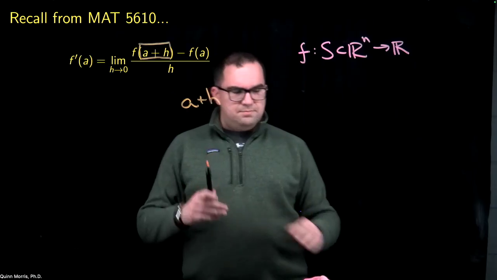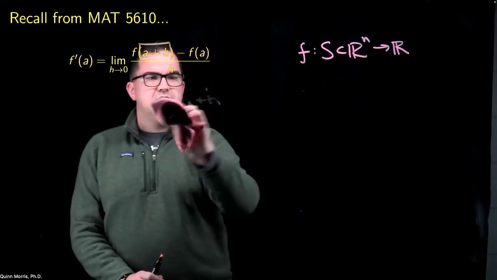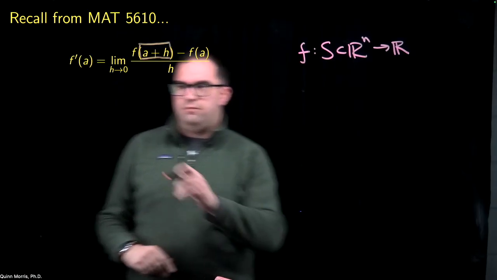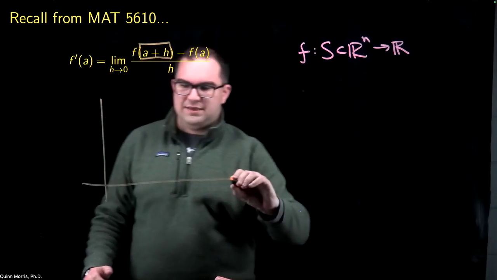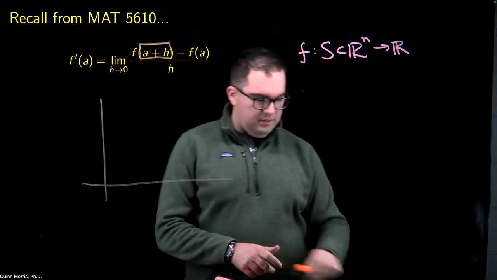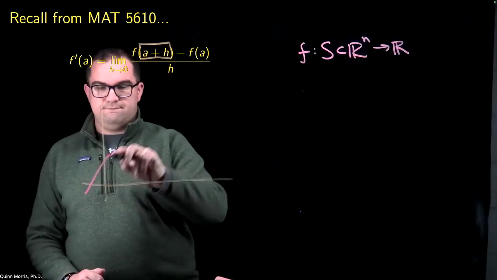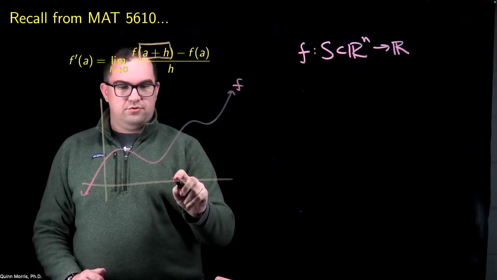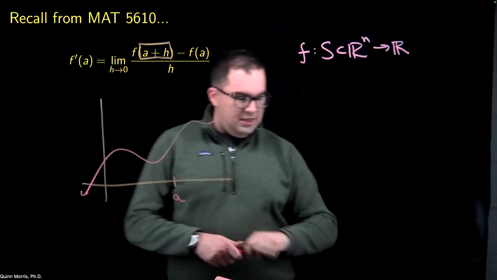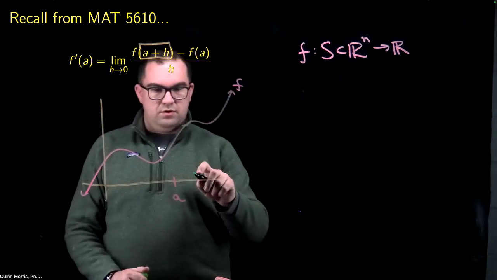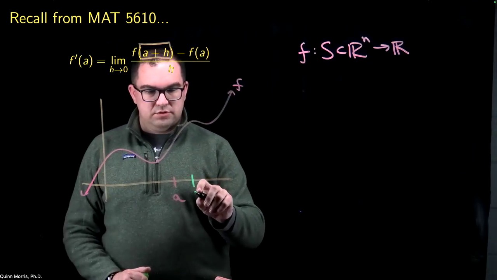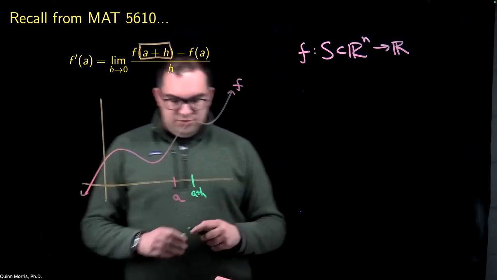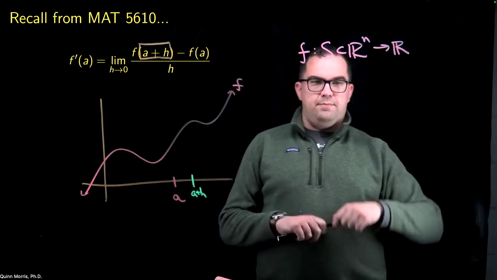Now, let's back up for a second to figure out how to fix this. What was the point of having a plus h here at all? Well, in the single variable case, the idea was you have some function, here's my function f, you want to calculate the derivative at some point a, and a plus h was some point close but not equal to a.